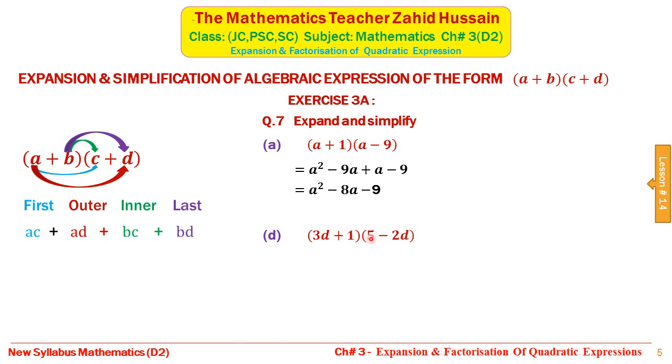Its D part, again we will multiply 3d with 5 and 3d with minus 2d, 1 with 5 and 1 with minus 2d. This will give us 15d minus 6d square, 5 minus 2d, minus 6d square plus 15d minus 2d are like terms, and plus 5. So our answer is minus 6d square plus 13d plus 5.